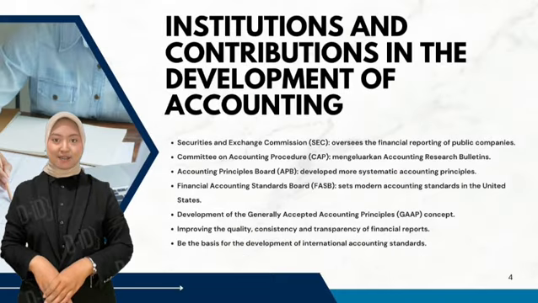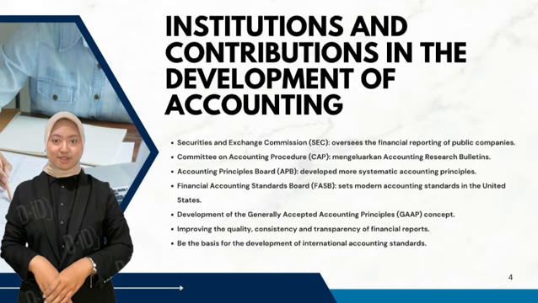On the third slide, we will discuss the institutions that played an important role in the development of accounting principles in the United States. The first institution is the Securities and Exchange Commission or SEC. The SEC has an important role in overseeing public companies and ensuring that financial information conveyed to investors is done honestly and transparently. The second institution is the Committee on Accounting Procedure or CAP.